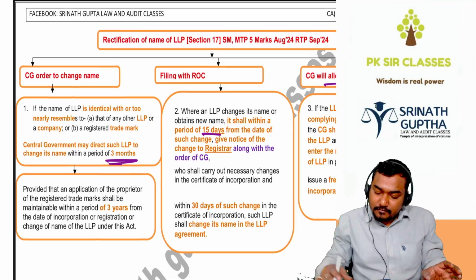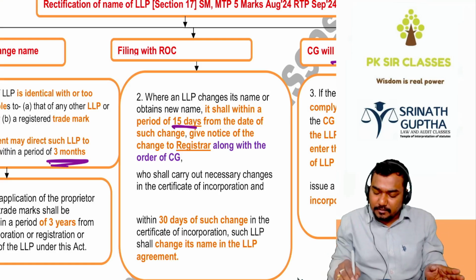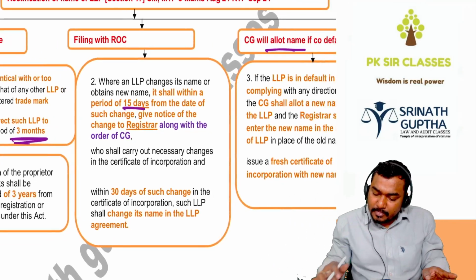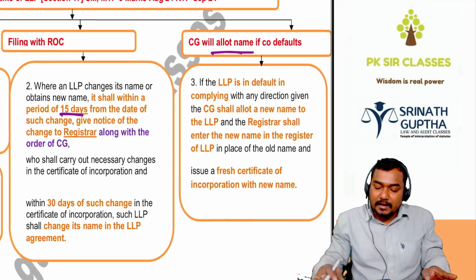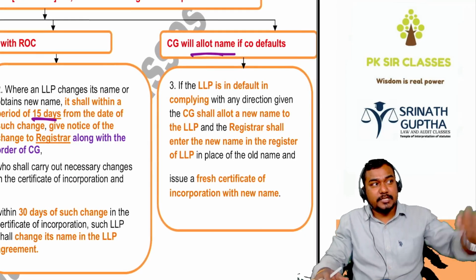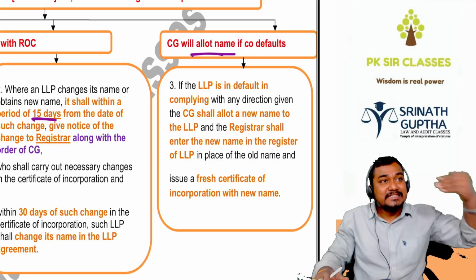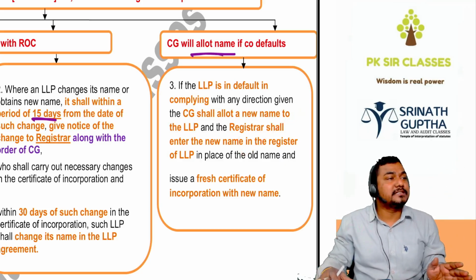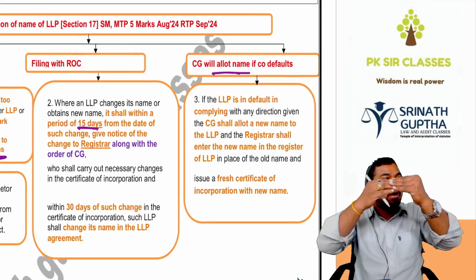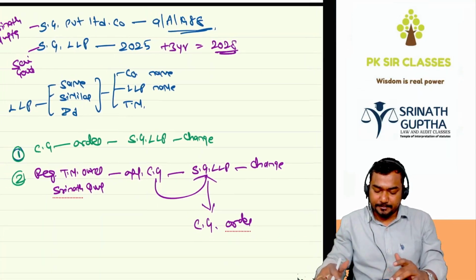After changing the name, it should be filed with the ROC along with the order of the CG. And the CG will allot the name. For example, if the CG asks you to change your name but you do not change it as per the CG order, the CG itself will change the name of the LLP. The CG will inform the ROC, the ROC will update its registers, and the ROC will issue a new certificate of incorporation under the new name.